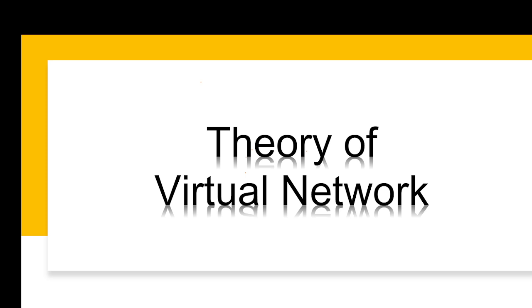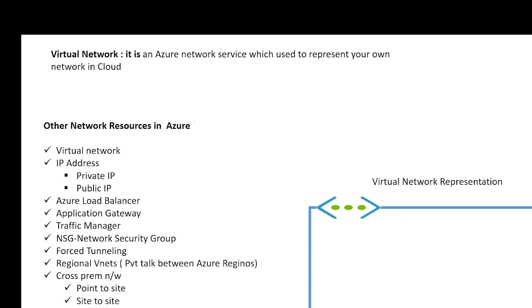So let us get started and understand what a virtual network is, and what other network resources we have in the cloud. As I already told you, a virtual network is an Azure network service which is used to represent your own network in the cloud. It is a kind of LAN like at your on premises, but it is there in the cloud. Since this local area network is somewhere in the remote data center, we call it a virtual network.